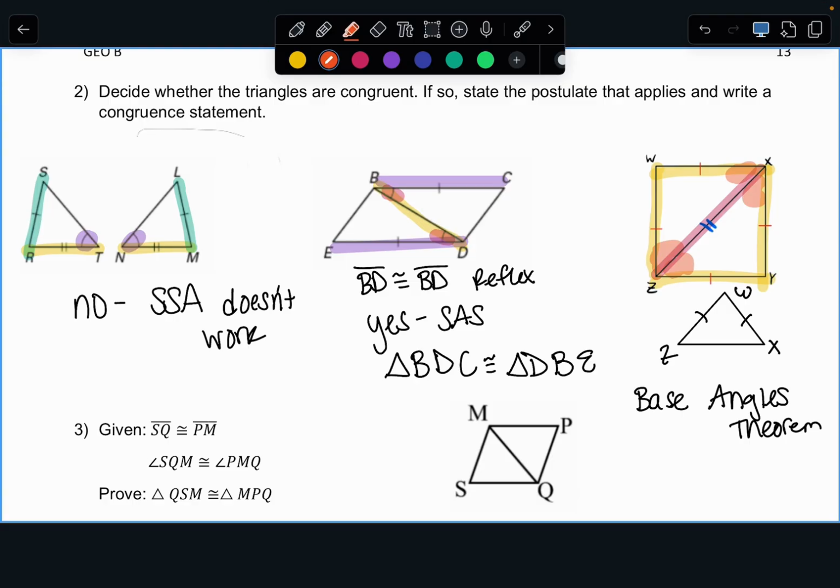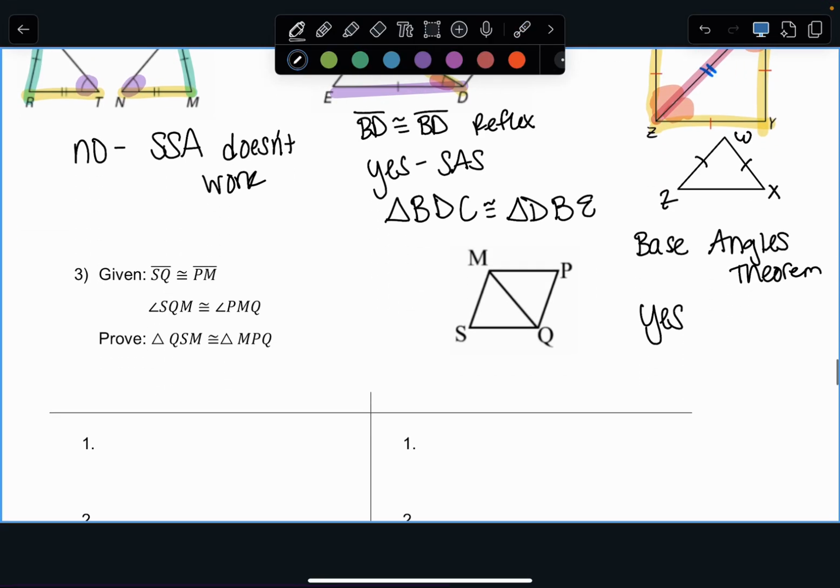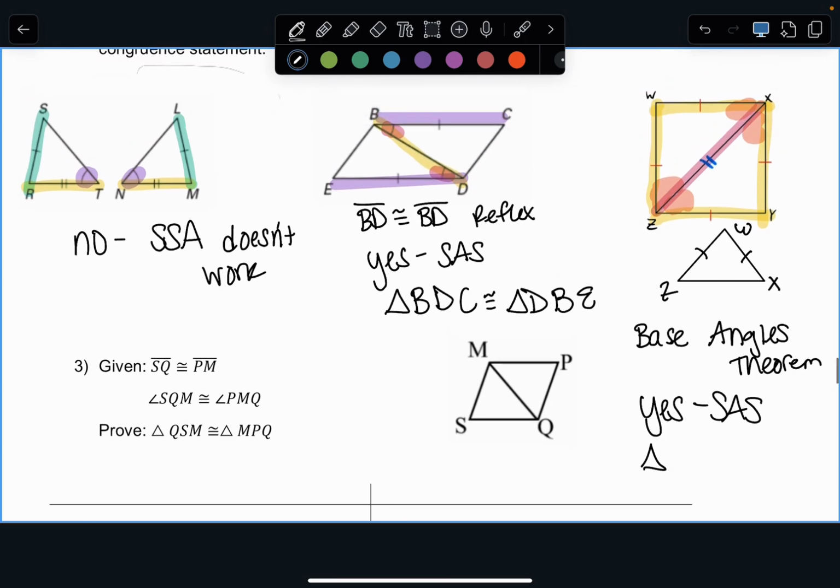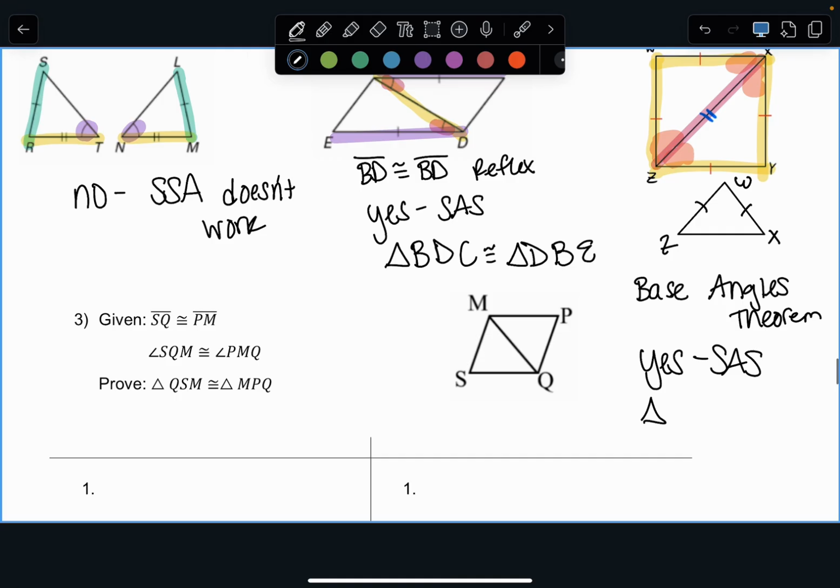Okay. Here, base angles are congruent. We could have a side angle side right there, and a side angle side right there. There's 2 different options, one for each triangle. So this one is a yes by side angle side. And if I just write down my triangles here, W, X, Z, it'll be like this on your test as well.